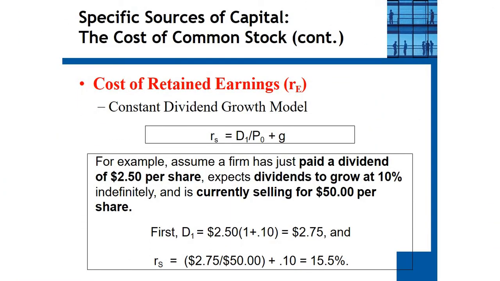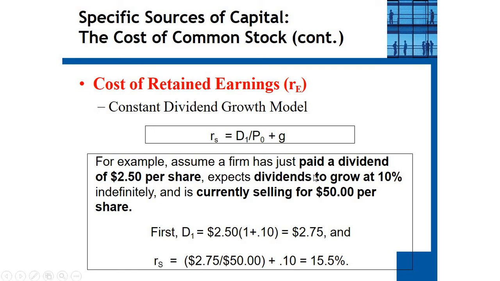So here is an example of the cost of retained earnings. You can find the cost of retained earnings using the constant dividend growth model. As per this model, the cost of retained earnings, Rs, is equal to D1 divided by P0 plus g. D1 indicates next year's dividend payment, P0 indicates the current stock price, g is the growth rate of the dividend payments, and Rs indicates the cost of retained earnings.